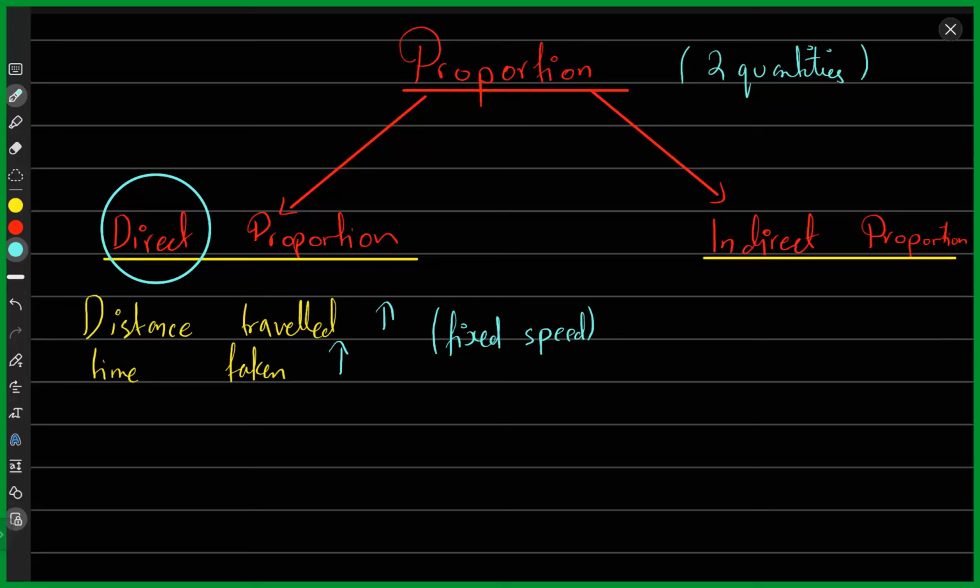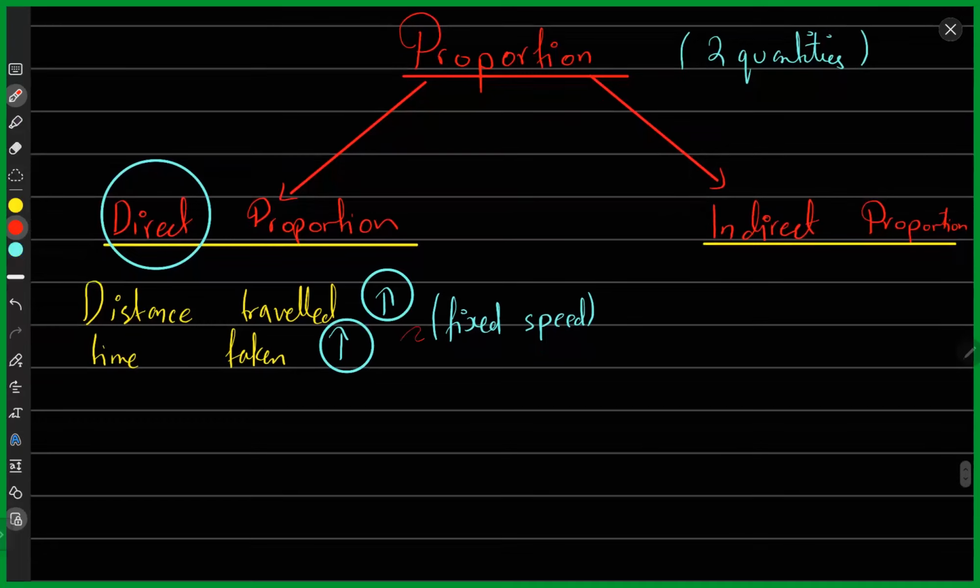So since this arrow is going upwards, this arrow is also going upwards, this means we have a direct relationship. And if I spend less time, less distance would be traveled. So since the direction of both the arrows, blue and blue, red and red, is the same, this is direct proportion. If I reduce one of the two quantities, the other would be reduced automatically.